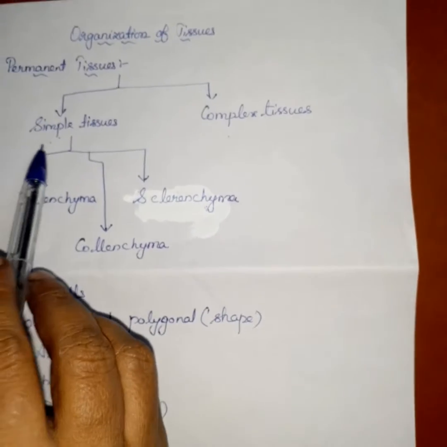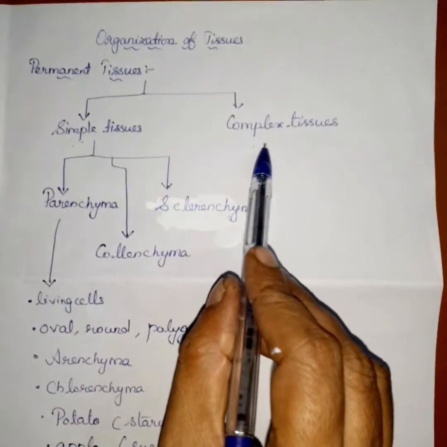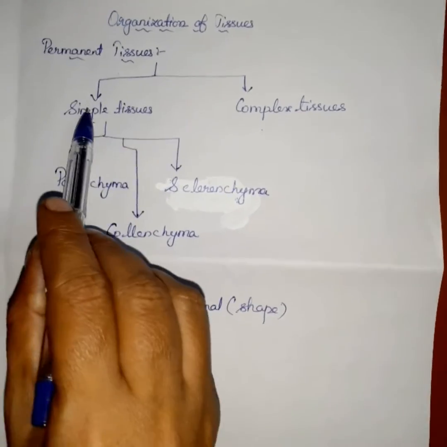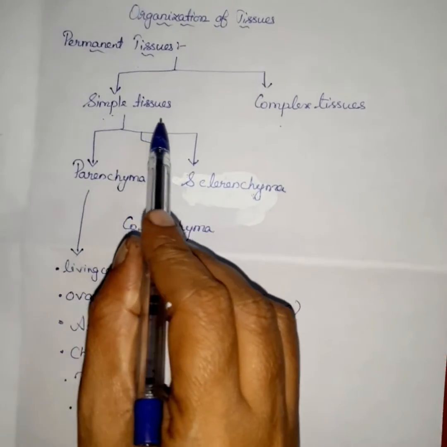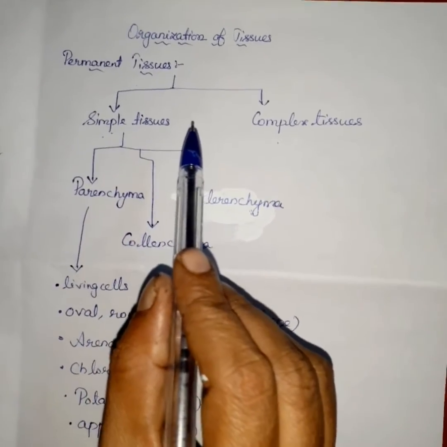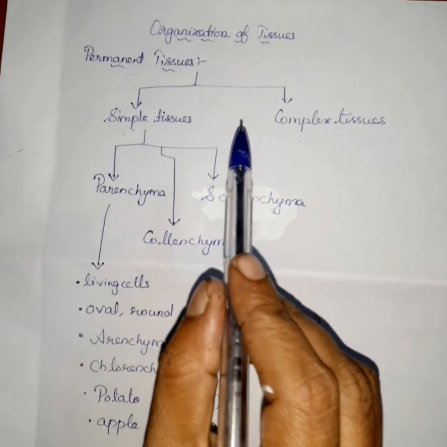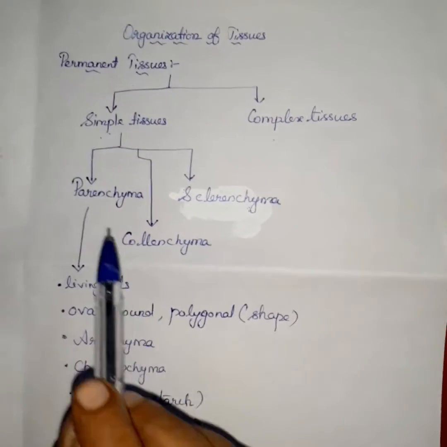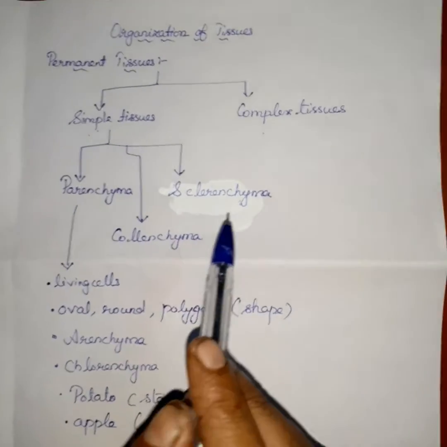It is classified into two types. The first one is the simple tissue and the second one is the complex tissue. First we are going to study the simple tissue. Simple tissues are homogeneous tissues. They have similar structure and function, the cells are the same. Examples are parenchyma, collenchyma and sclerenchyma.